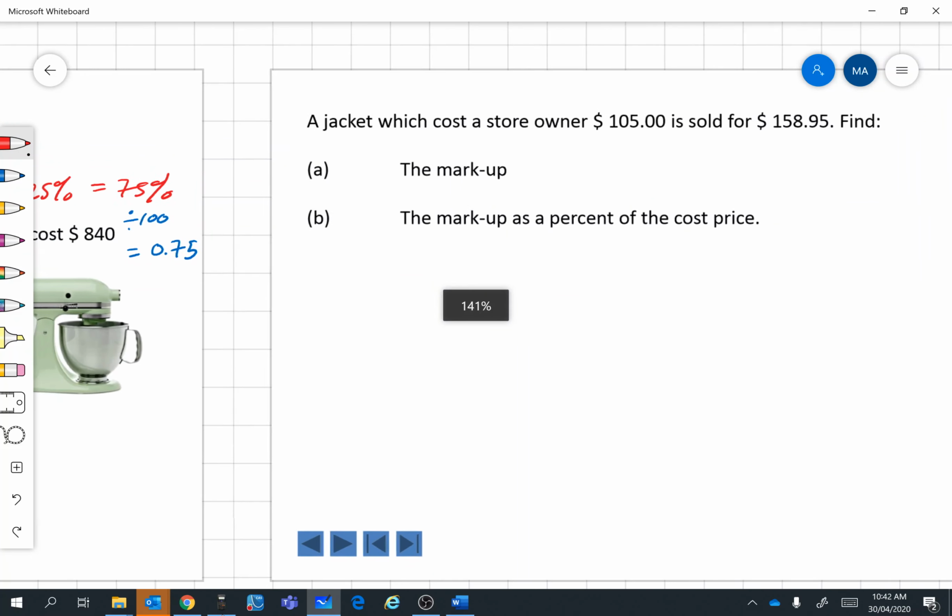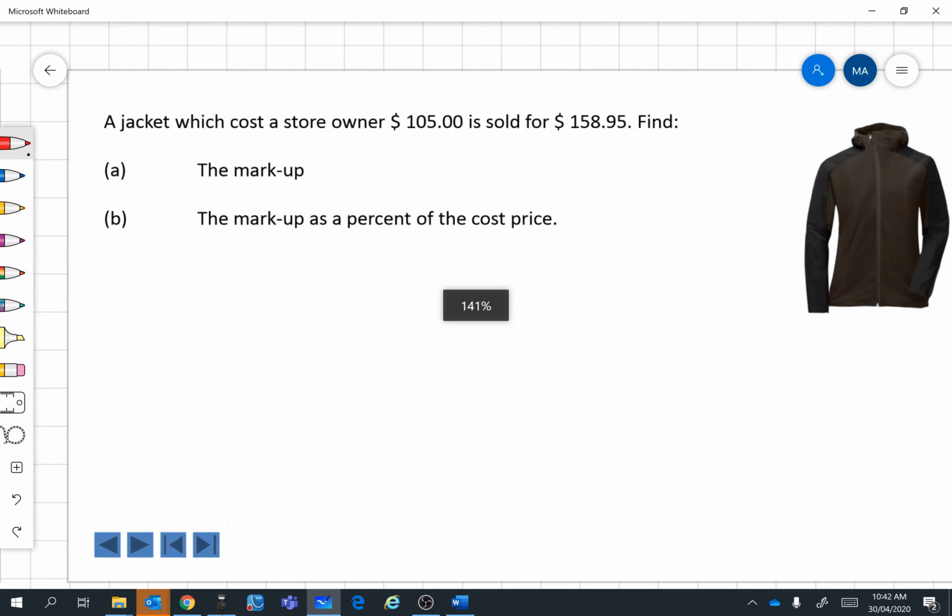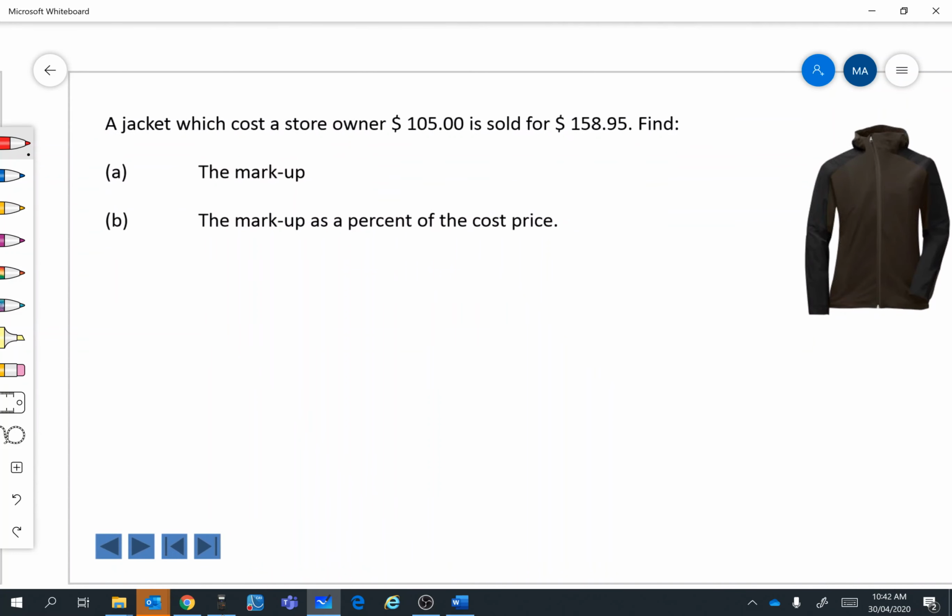Now this one works slightly differently. Here we're told the cost price and the retail price. So this jacket cost a store owner $105, so that is the cost price from the wholesaler or something like that. And it's going to retail for $158.95.